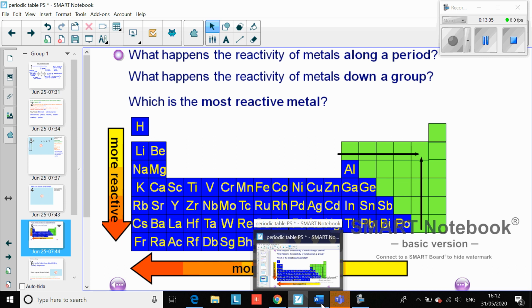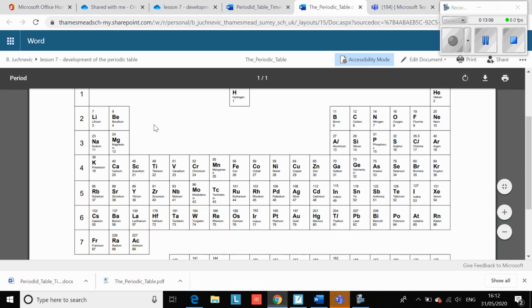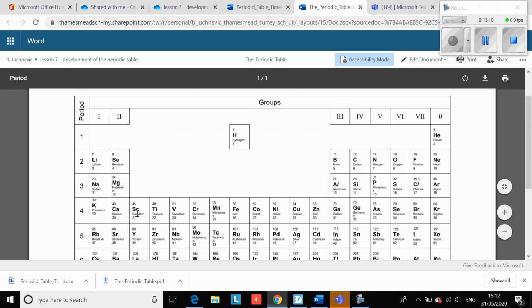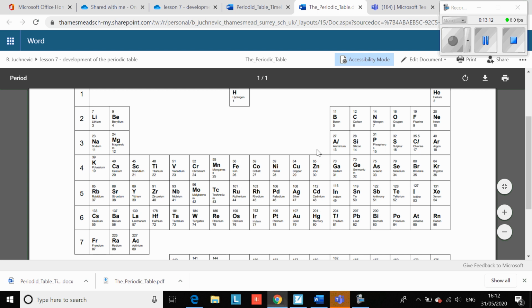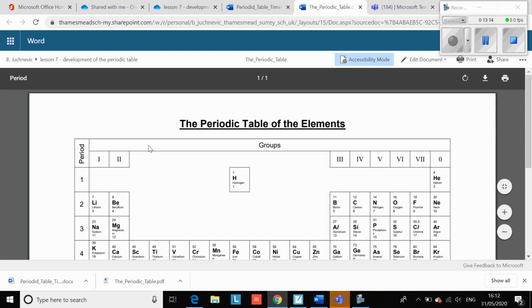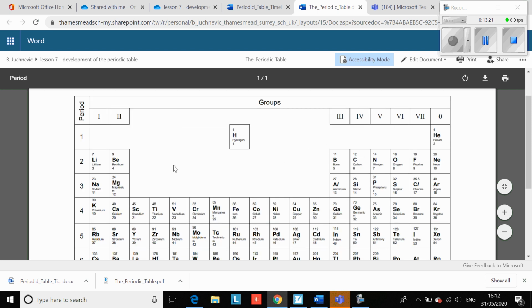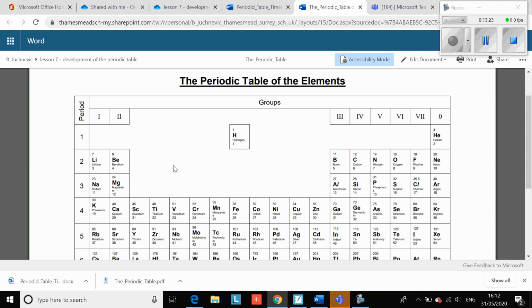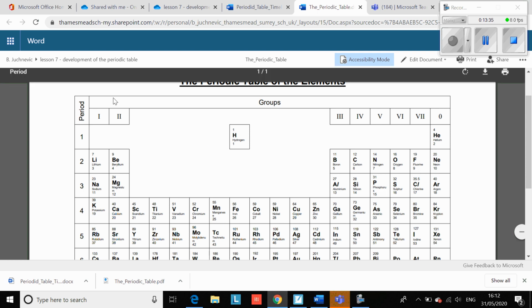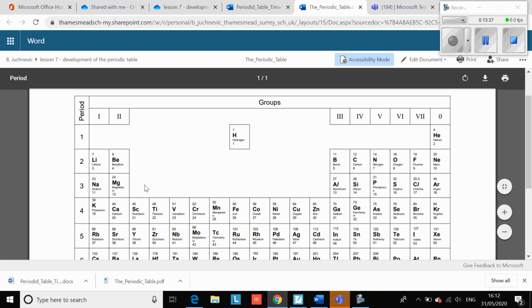You might have noticed something else which doesn't seem to quite fit. Okay, all these elements in the middle, these are all metals, and they don't have a group. Look, they're not in a group. They're not neatly lined up in a group. So these don't follow the pattern exactly. They follow some of the patterns. So they follow the pattern of the atomic number going up, but they don't follow the pattern of reactivity because of the electrons in their outer shell.